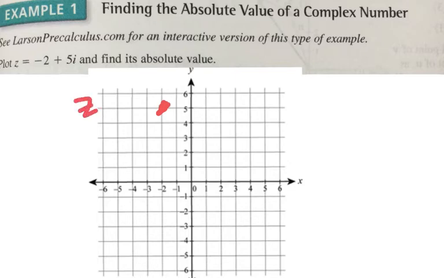And look what you've done. You've now graphed on the complex plane. Don't you feel so smart?